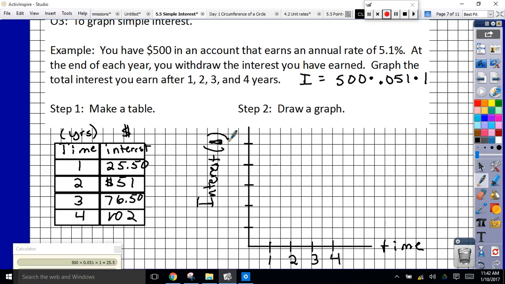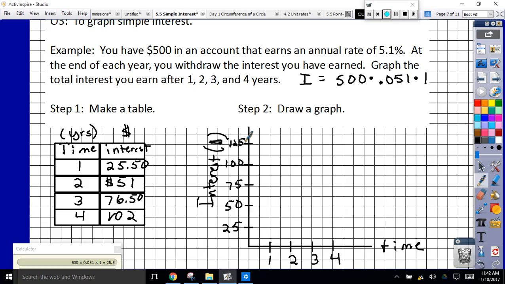I need to go up by the same amount each time. So think about what kind of scale I could use so that I use as few numbers as possible but still fit them all in. Bella? 25. Go by 25. I like that. So we'll start with this one representing $25. This one would be 50, 75, 100, and 125.